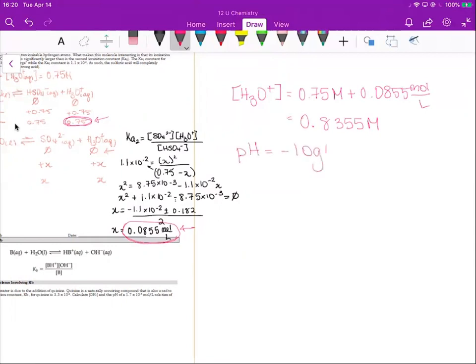Now, our pH is the negative log of this concentration. And I get the very, very small number of 0.078. Let's put it into scientific notation, even though it looks a little bit weird for pH. Very small. Okay, and 2 significant digits.